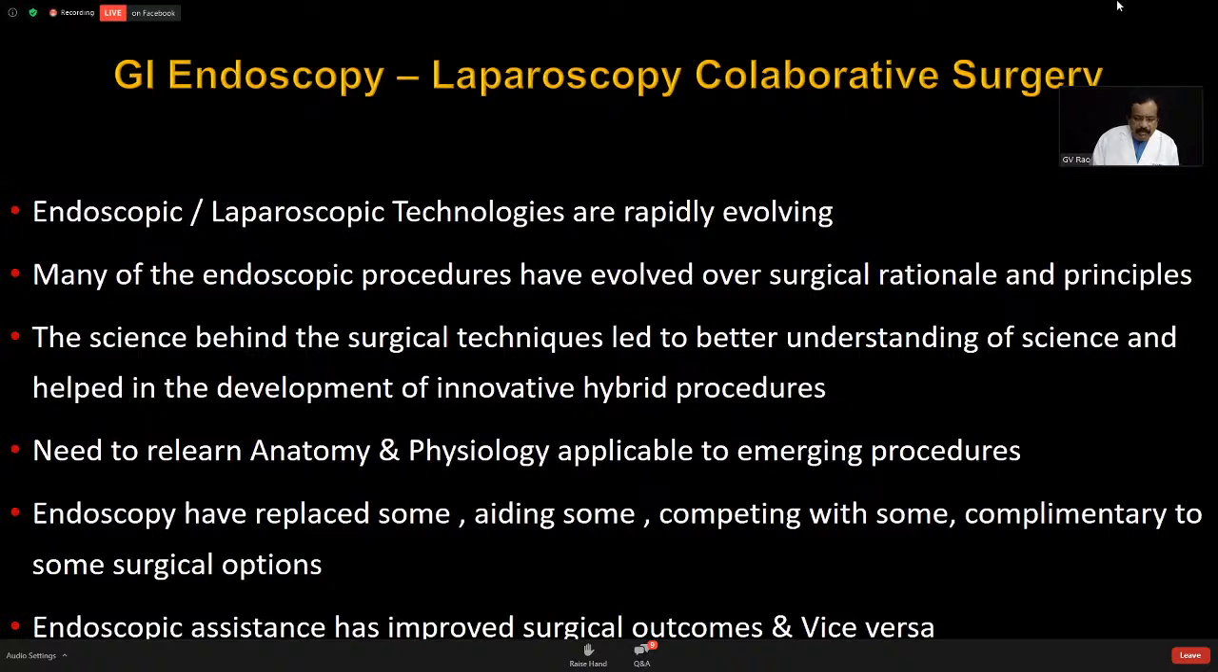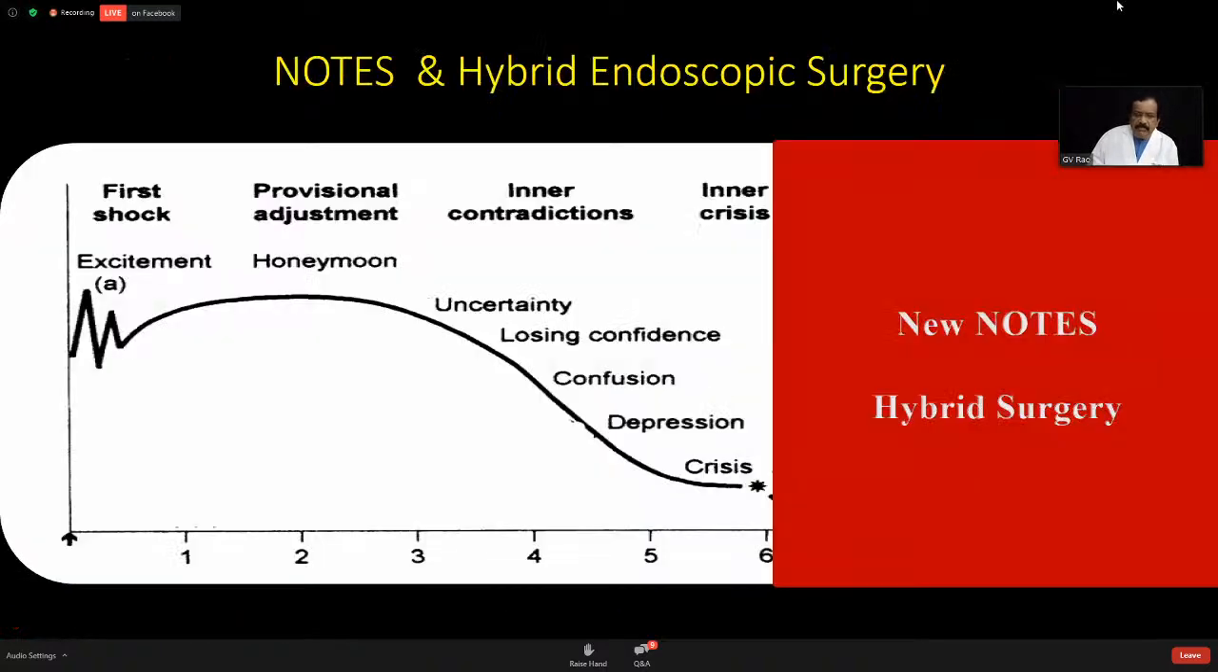Endoscopy has replaced some, aided some, competed with some, and been complementary to some surgical options. Endoscopic assistance has improved surgical outcomes and vice versa. I'm sure endolaparoscopic surgery is a big specialty by itself. When NOTES came in, because of the lack of equipment and technology, people thought this would go away. There was a lot of depression, confusion, crisis. At a stage, people thought it would no more be a viable option.